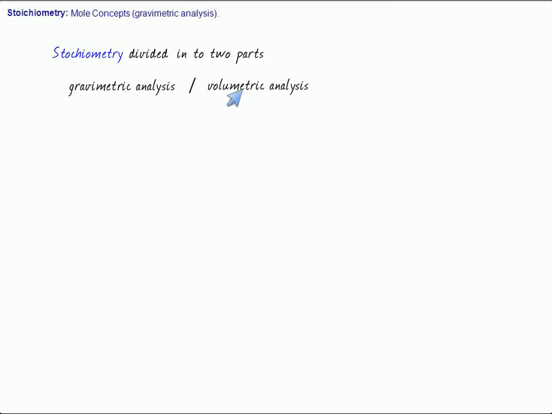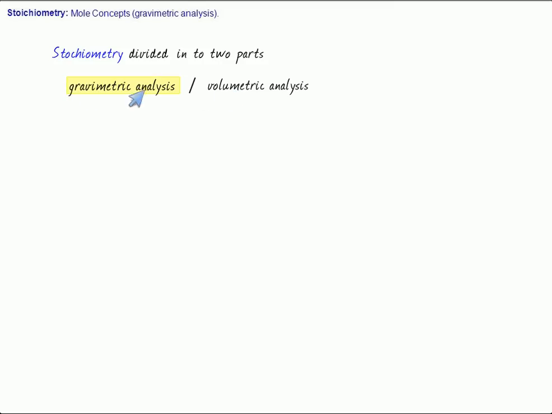Today we are going to start with a very important chapter of physical chemistry, that is stoichiometry. Now stoichiometry basically involves the mole concept, different types of strength of solution, normality, molarity, and their related problems. To make stoichiometry easier for you, we divide stoichiometry into two parts: gravimetric analysis and volumetric analysis.